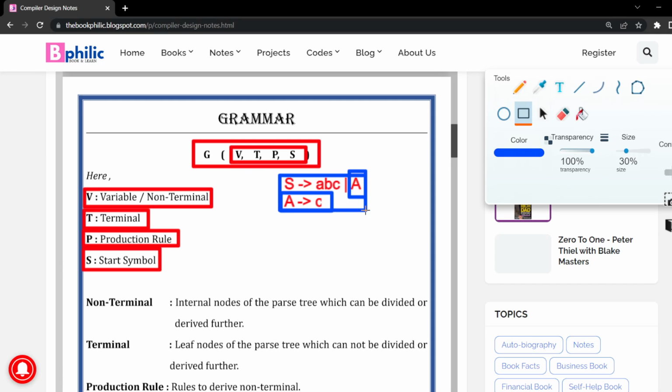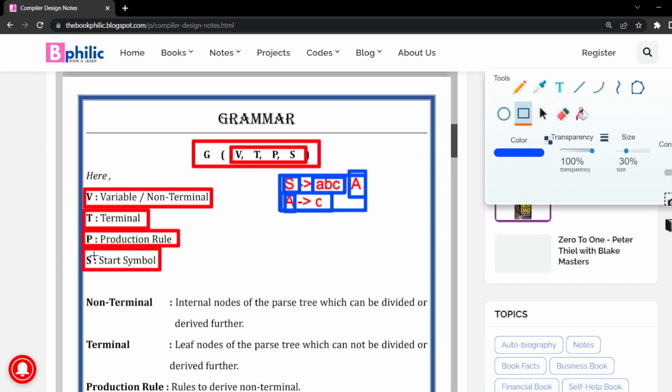And wherever you find capital alphabets such as capital A, capital S, capital M, capital R, these are nothing but the variables, or you can say non-terminals. But in case of small a, small b, small c up to z, these are nothing but the terminals, which cannot be derived further.